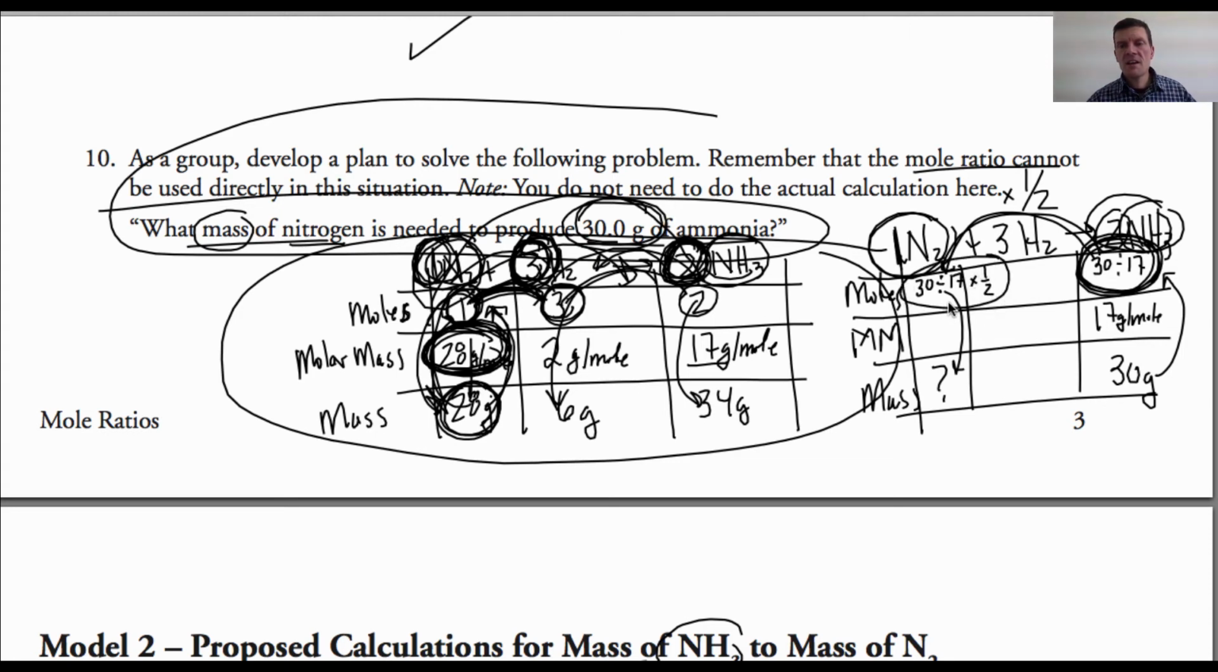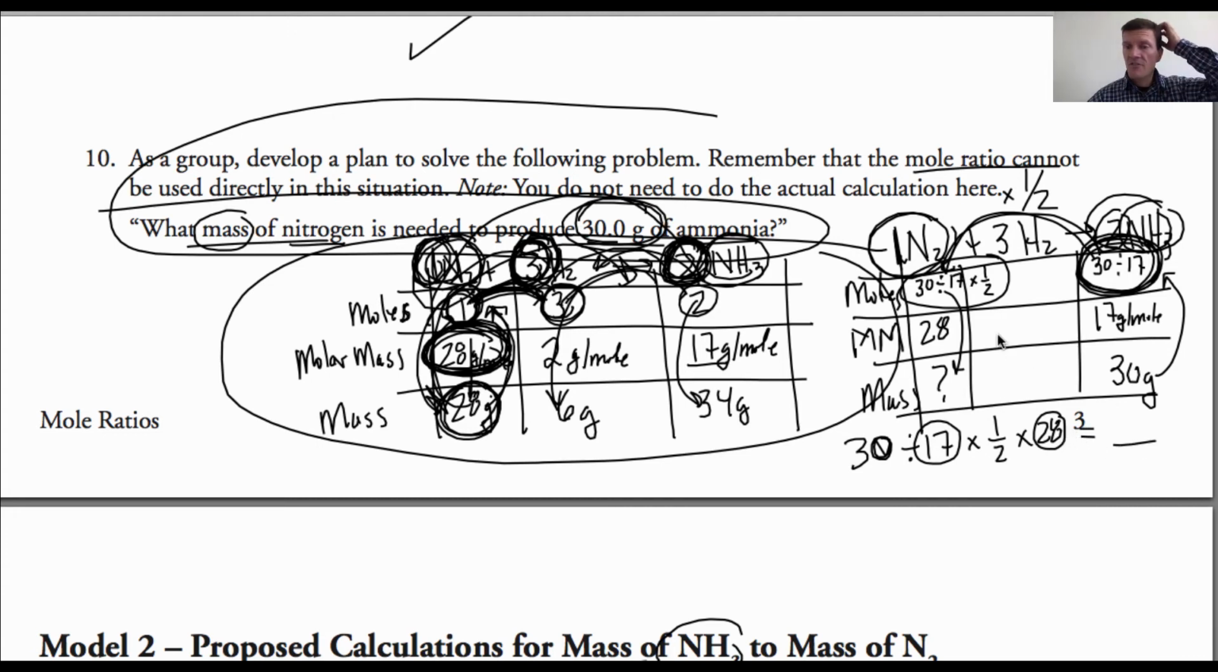Then I want to find out what mass that is. I have to multiply by the molar mass of nitrogen, which is 28. So we did 30, divided by the molar mass, then multiplied by the mole ratio, 1 to 2, and then multiplied by the molar mass of nitrogen. This 17 is the molar mass of ammonia, this 28 is the molar mass of nitrogen, and that would give us our answer.